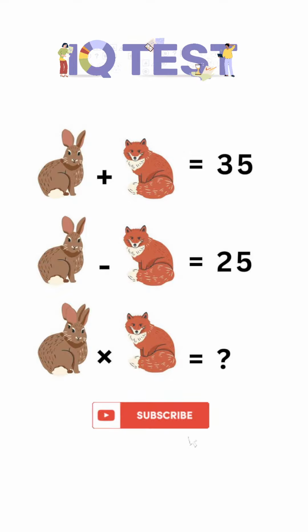If 1 rabbit is equal to 30, if we put the 30 back into equation 1, it means that the fox is 5.